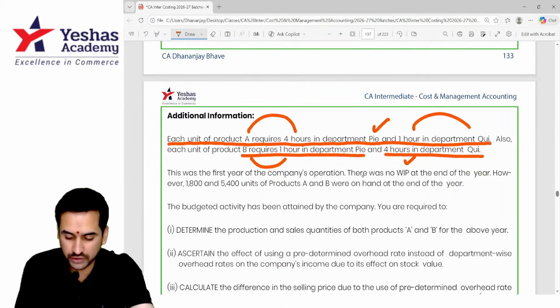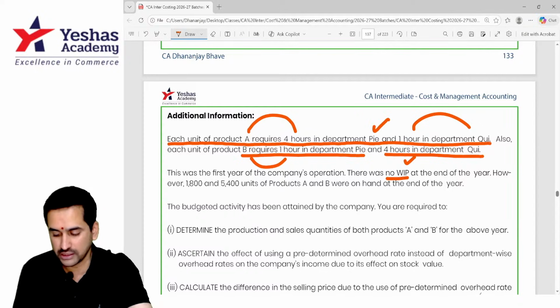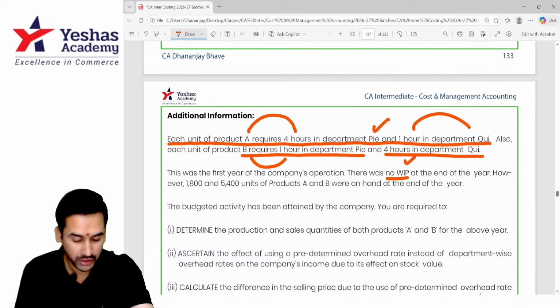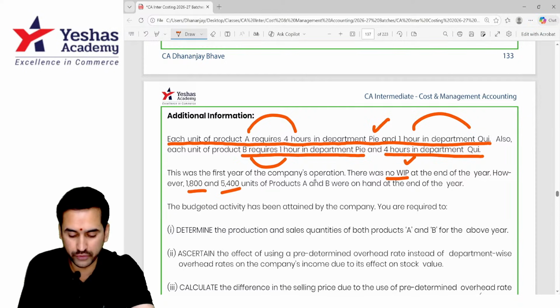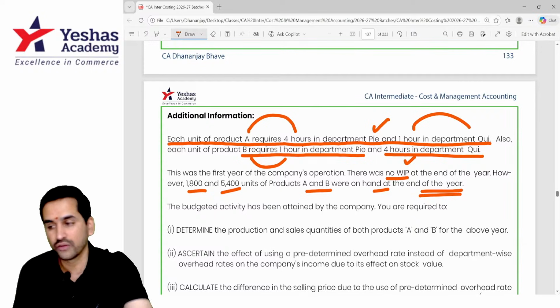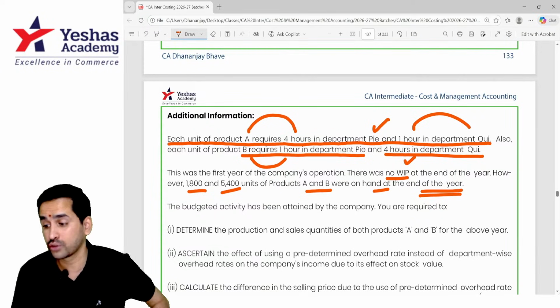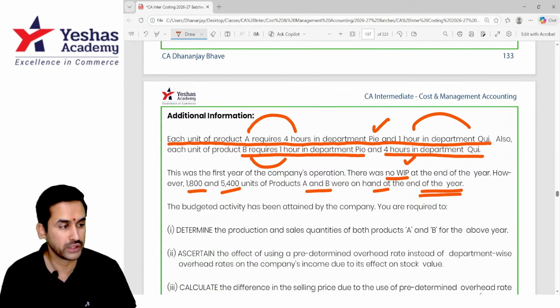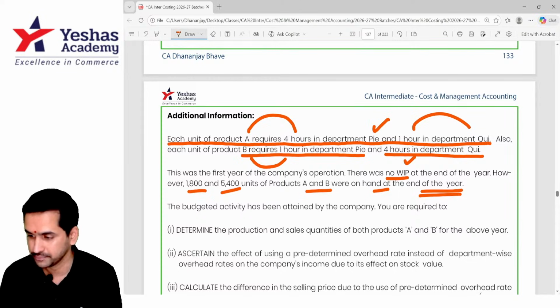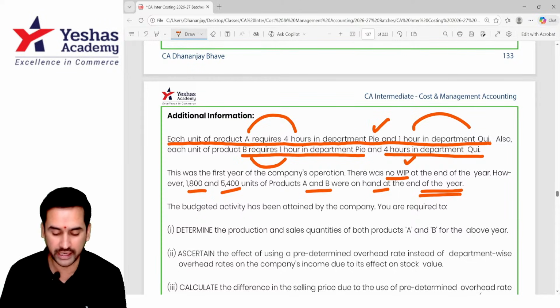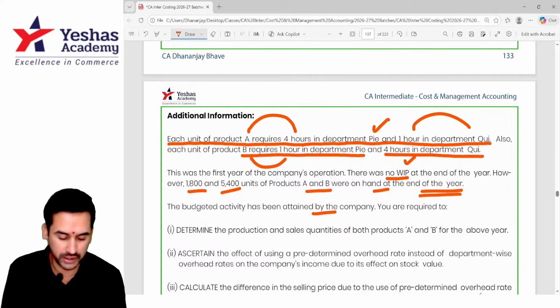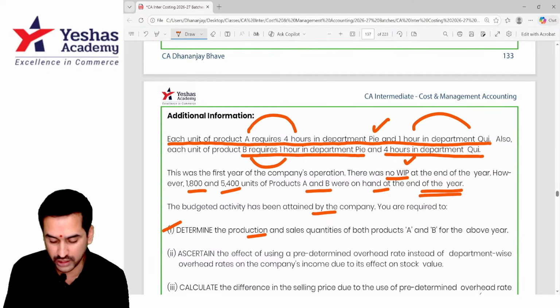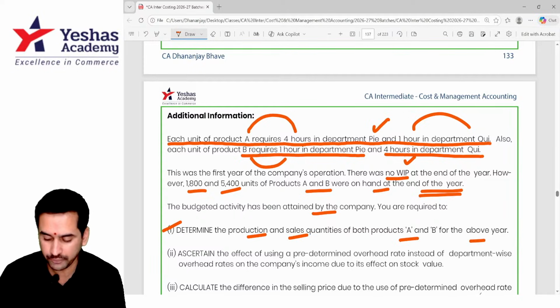This was the first year of the company. There was no work in progress at the end of the year also. However, 1,800 and 5,400 units of A and B were on hand at the end of the year. What is this? Closing stock of FG. The budgeted activity has been attained by the company. You are required to determine production and sales of both A and B for the year.